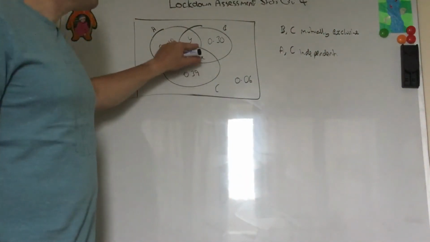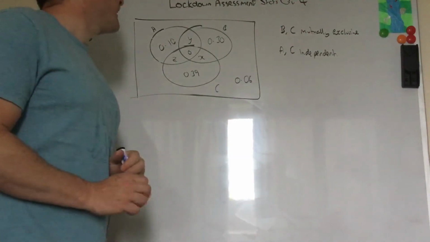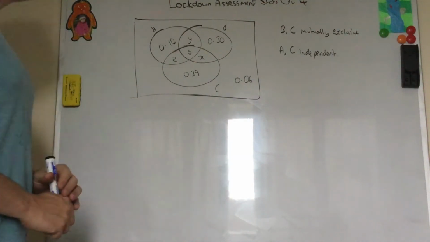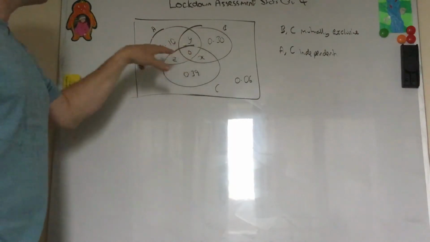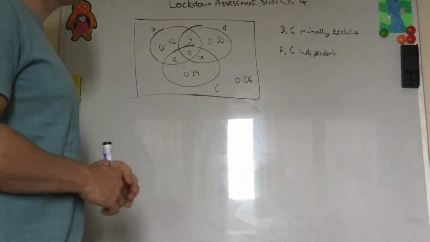Okay, question 4, a Venn diagram question. I like this question. Some of you obviously didn't. Okay, right. So they give us all of this stuff, and they say we have to find x, y, and z, and they give us some parameters or constraints.